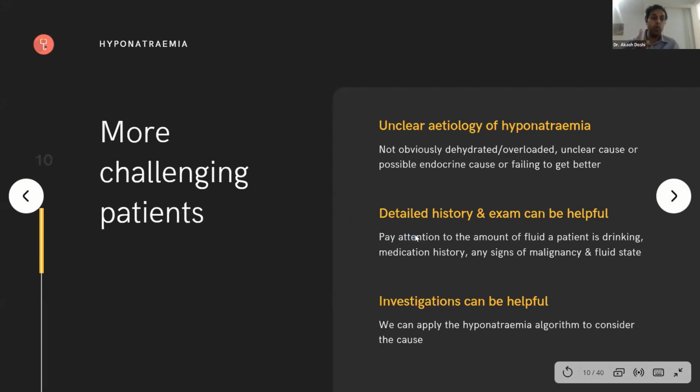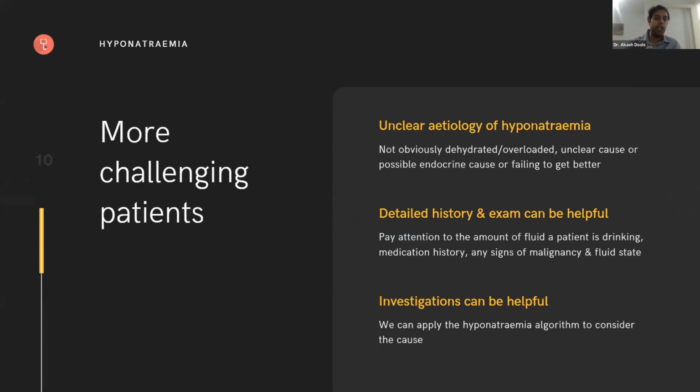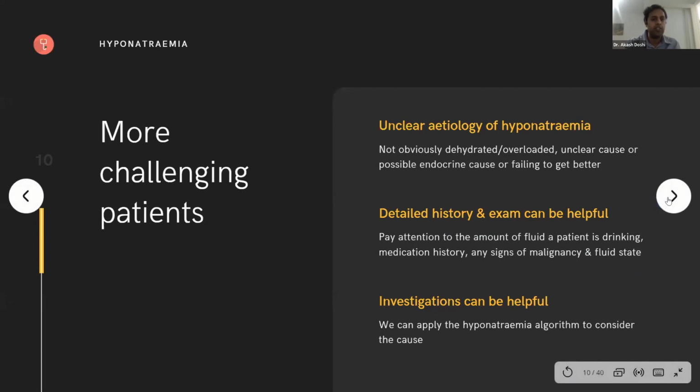But what I'm going to go through is how to apply a systematic process such that, whatever the case, you are able to work out what might be the underlying reason. And so a detailed history and exam are very helpful, specifically paying attention to a couple of things: how much fluid the patient is drinking, their medication history, any signs of malignancy, and finally their fluid state. And I'll show you what important signs to examine for are. And then investigations, and we'll talk again about what investigations and how we can apply them.